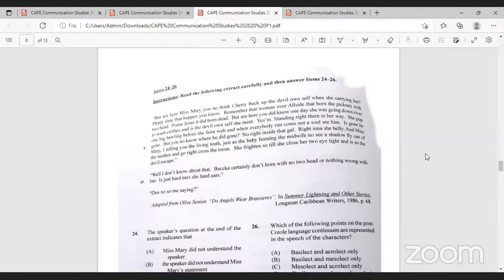So 24, but see here, Miss Mary, you don't think Cherry buck up the devil own self when she carrying her. Plenty time that happened, you know. Remember that woman over all side that barn, the picnic with 2 head? Praise Jesus, it did born dead. But see here, you did know one day she was going down the river to wash clothes, and it's the devil own self she meet. Yes, standing right there in her way, she popped one big ball in before she faint way.